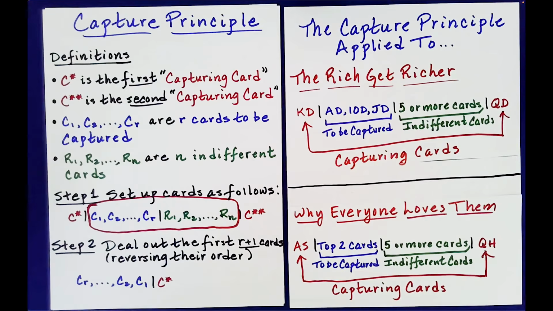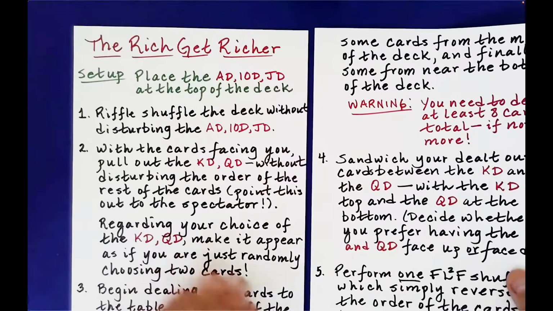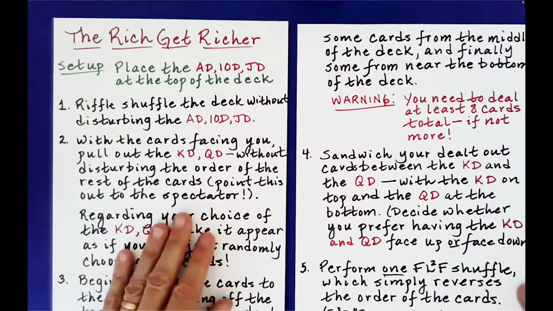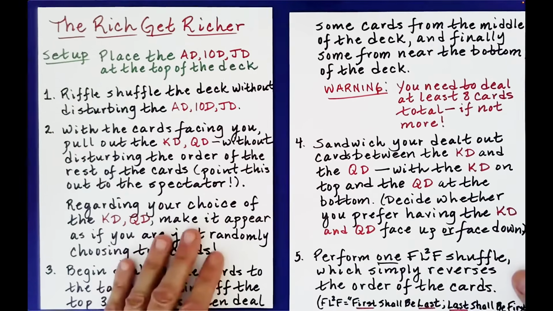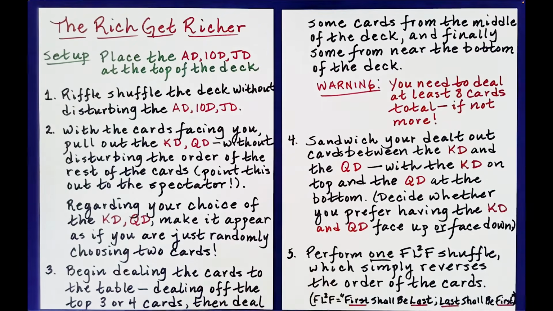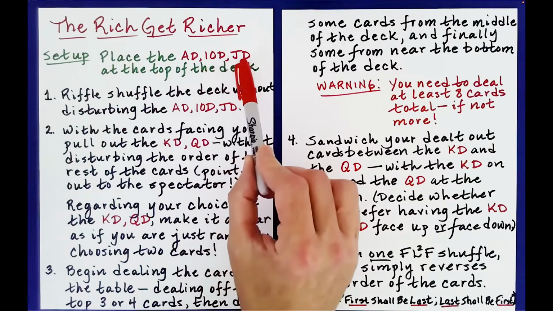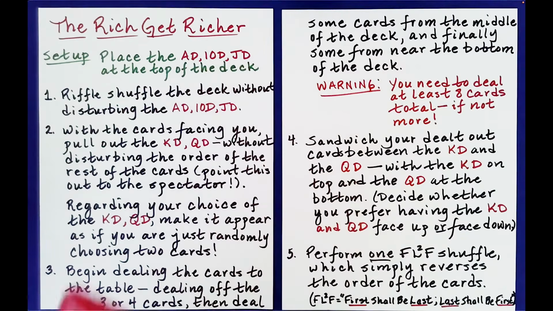Okay, so here's also a picture of how this relates to what we have over here, in the case of these individual performances. And then what I thought we would do is I have written up all of the steps I went through for these 2 performances. So the rich get richer. Let's quickly step through these. So place the ace of diamonds, 10 of diamonds, jack of diamonds at the top of the deck.